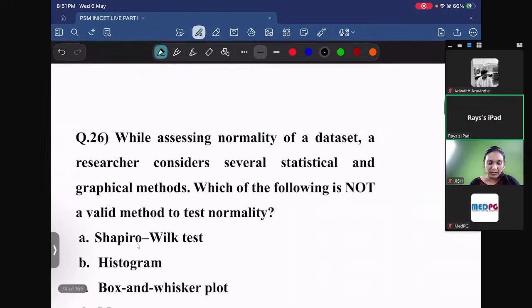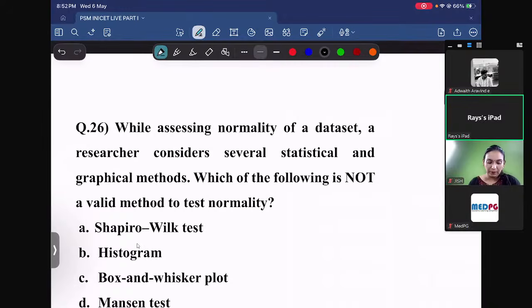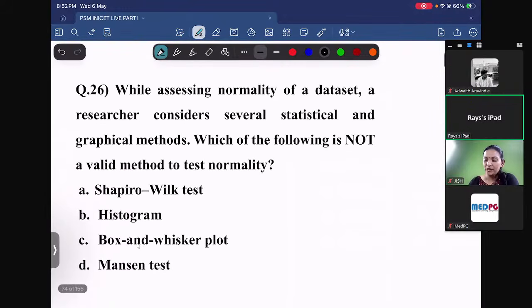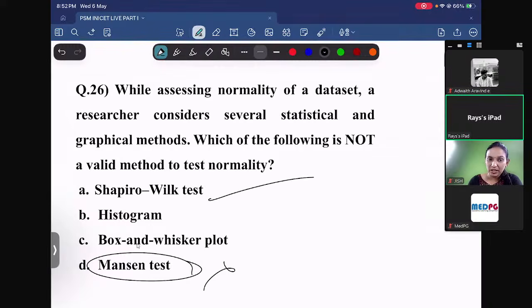Moving on to the next question. While assessing normality of a data set, a researcher considers several statistical and graphical methods. Which of the following is not a valid method to test normality? You have P-P plot, histogram, box and whisker, and Mann-Whitney test. See, the Mann-Whitney test is not a method to test normality. The P-P plot is a test to check normality, and your histogram and box and whisker plot also help to assess normality, but the Mann-Whitney test does not show you normality.